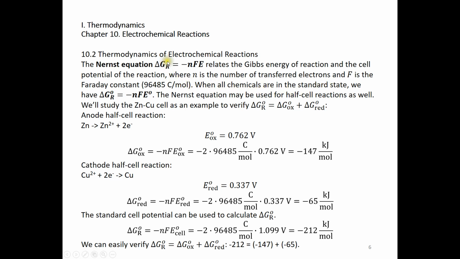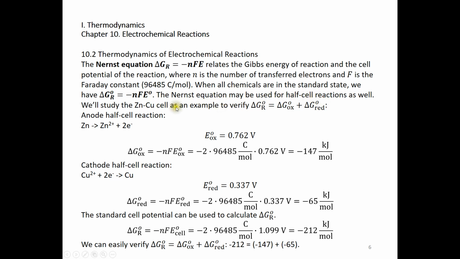Well, then we simply put a superscript naught here and here. Now we have the standard Gibbs energy of reaction equal to negative nFE naught. E naught is the standard electrochemical cell potential. The Nernst equation can be used for half-cell reactions.